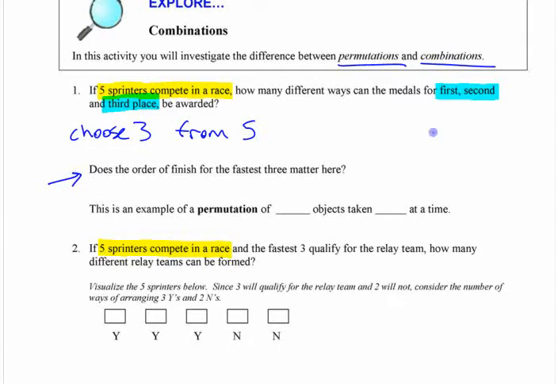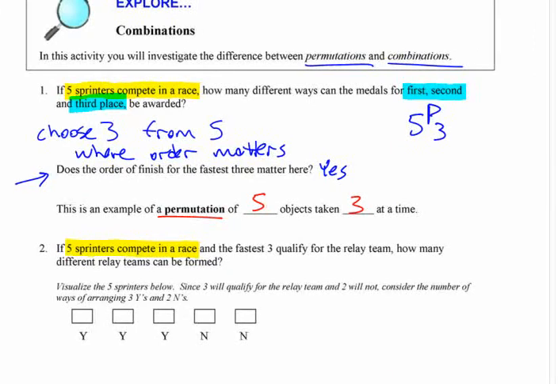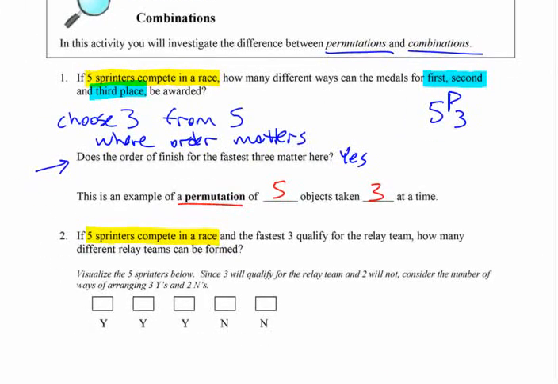If you're giving first, second, and third, is finishing first different than finishing second? It is, right? Where you do care about the order. Yes, the order matters. So this is an example of a permutation. Permutation is where you do care about the order: 5 objects taken 3 at a time. The symbol you could use is 5P3. We can use a formula to figure that out, which we'll look at in a second.